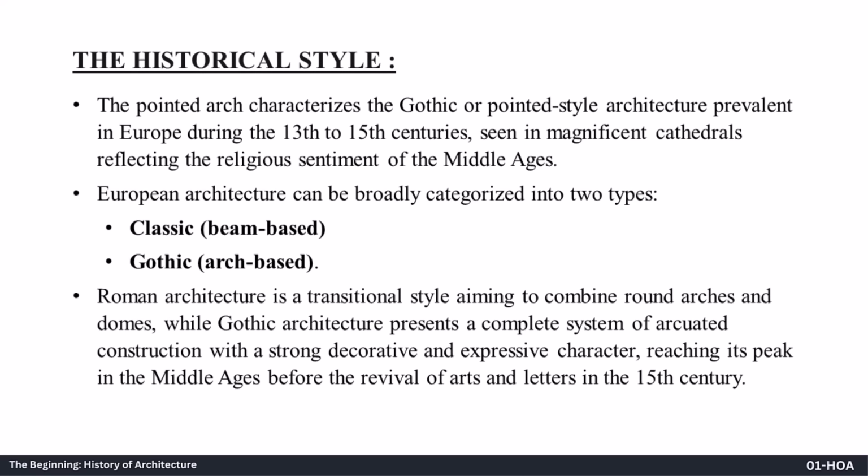Romanesque architecture is a transitional style aiming to combine round arches and domes, while Gothic architecture presents a complete system of arcuated construction with a strong decorative and expressive character, reaching its peak in the Middle Ages before the revival of arts and letters in the 15th century.